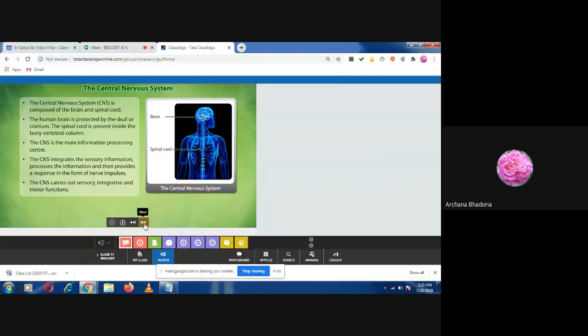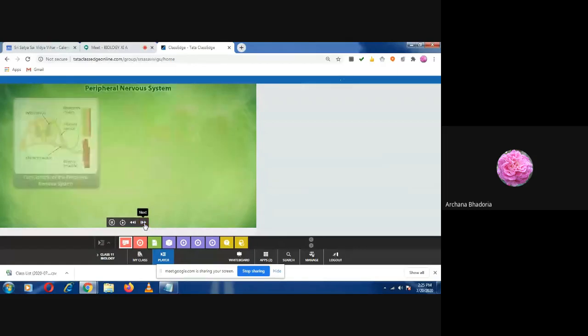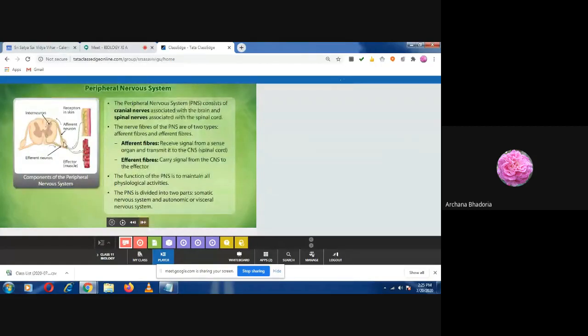Okay, so now we take up the next one, that is the peripheral nervous system. So peripheral nervous system, I said it includes the nerves. The nerves arise from the brain as well as the spinal cord. So the nerves which arise from the brain, we call it as cranial nerves, and which arise from the spinal cord, they are known as spinal nerves. You all have noted, everyone? PNS consists of cranial nerves and spinal nerves.